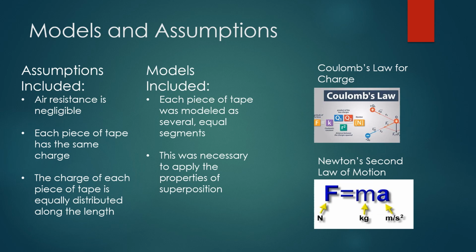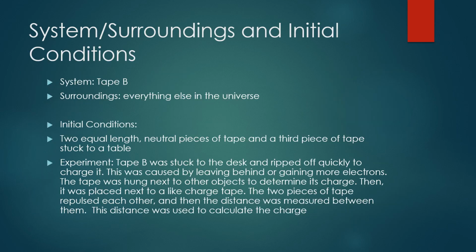The models I used through my GlowScript code were that each piece of tape was modeled as several equal segments, and this was necessary so that I could apply the properties of superposition. The system was tape B, and the surroundings was everything else in the universe. For initial conditions, it was just two equal loose pieces of tape, and then a third piece of tape stuck to a table.